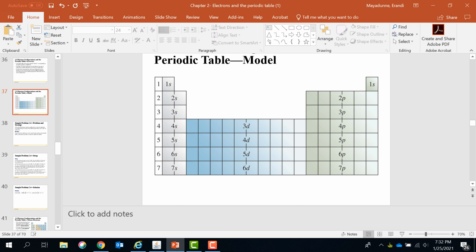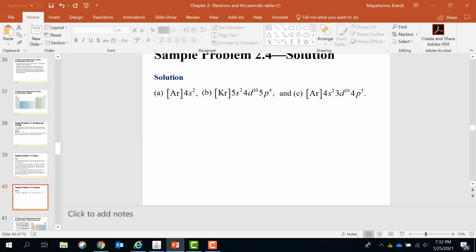If an element is in the S block, its electron configuration also ends in S. If the element is in the D block, the electron configuration ends in D. If it is in the P block, the electron configuration ends in P. Think about when we wrote the electron configuration for sulfur: it ends with 4p because it's a P block element. We wrote the electron configuration for magnesium, and it ends with S, so it's an S block element. This is how you write the electron configuration.